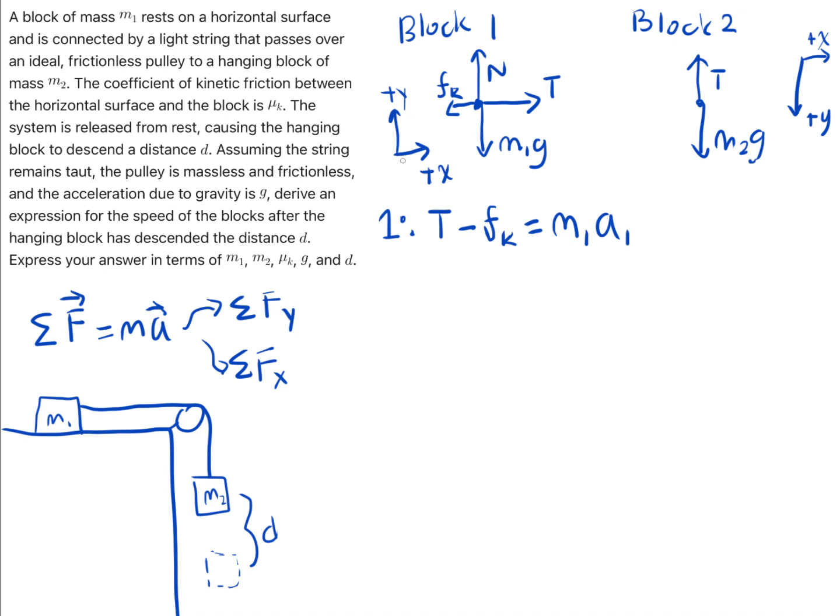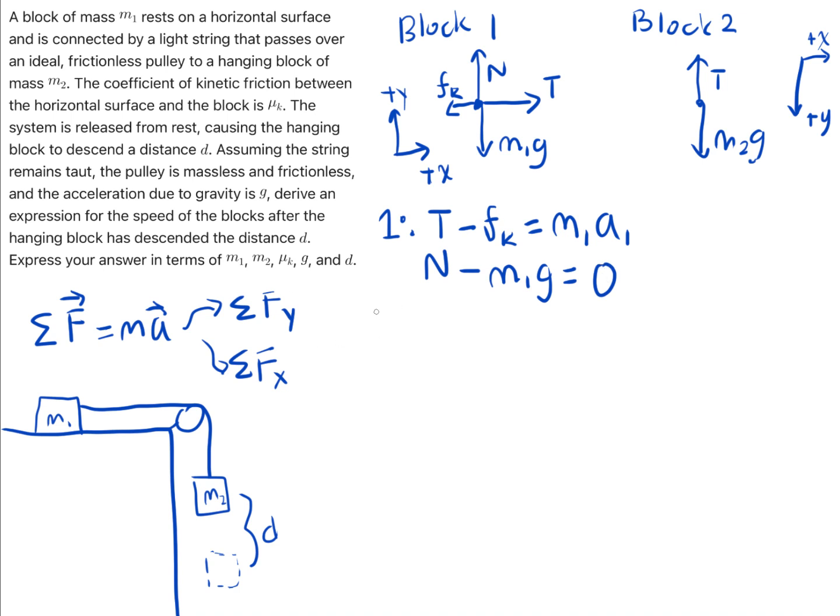And also, let's do it for the y direction. This time, we have the normal force pointing in the positive y direction, and the weight points in the negative y direction. And that's equal to the mass times the acceleration in the y direction, which is 0. So this term cancels out and becomes 0.